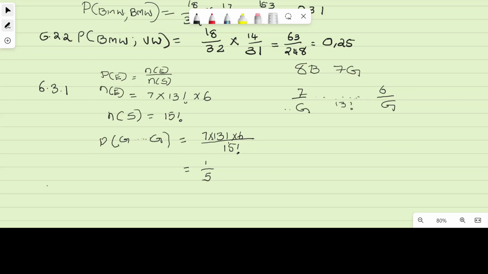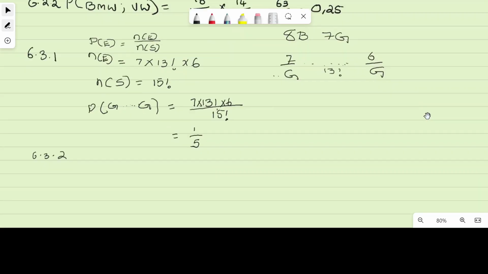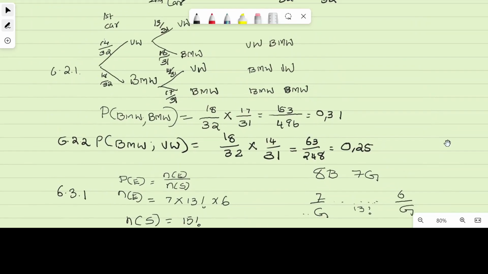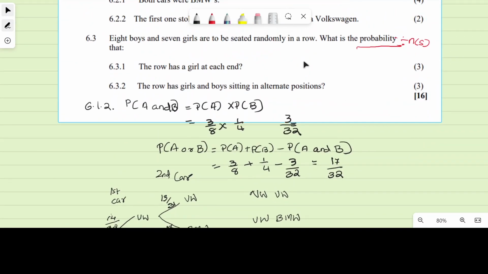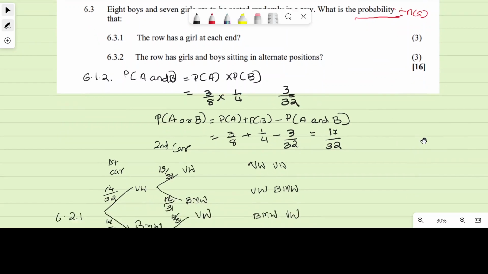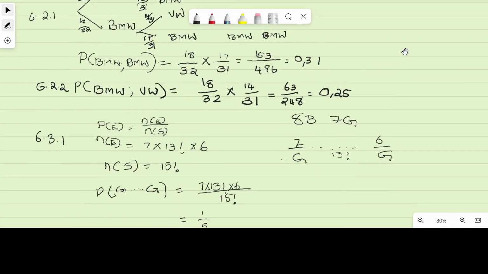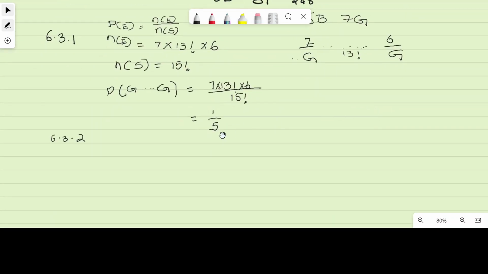Okay, let's go to 6.3.2 now. Let's go and see what is the question. The whole question was about a probability, so we need the same for the next question also, because the question beginning it says it's a probability. We are finding the probability that the row has girls and boys sitting in alternate positions. Alternate positions, that is the situation here. Okay, let's go and see how they can sit in alternate positions.